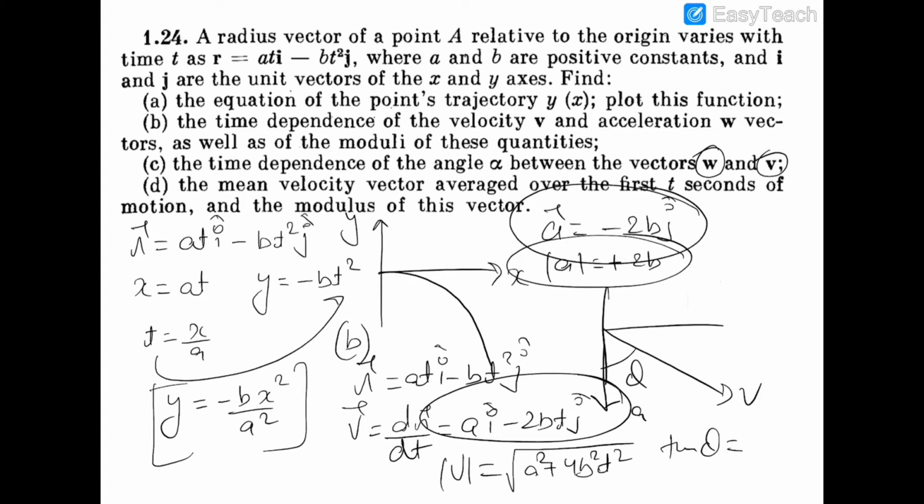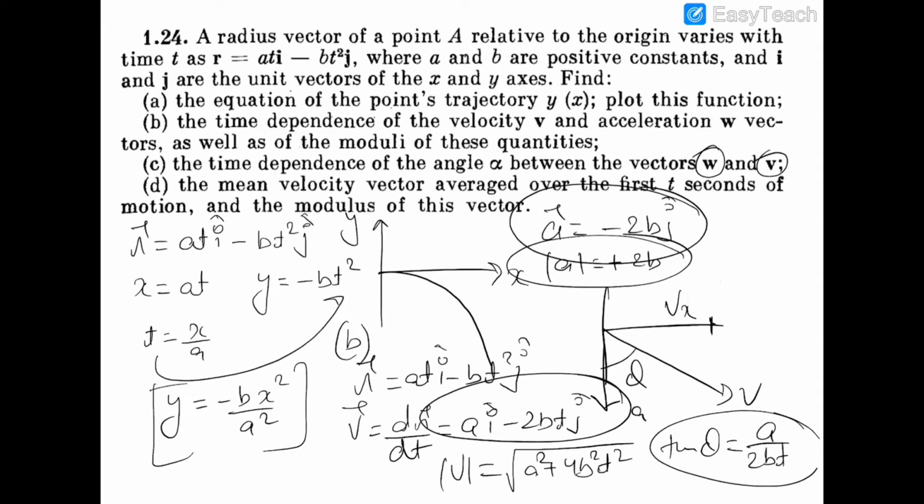tan theta would be equal to the x component of this velocity, vx, and the y component of this velocity, vy. So vx is a and vy is 2bt. So this is the time dependence of this angle between the velocity vector and the acceleration vector.